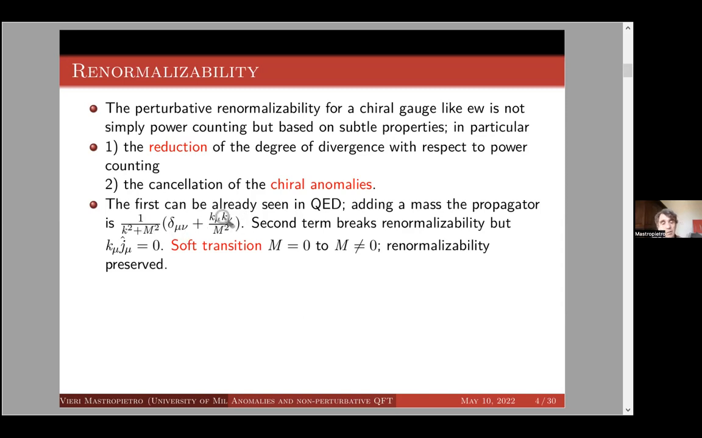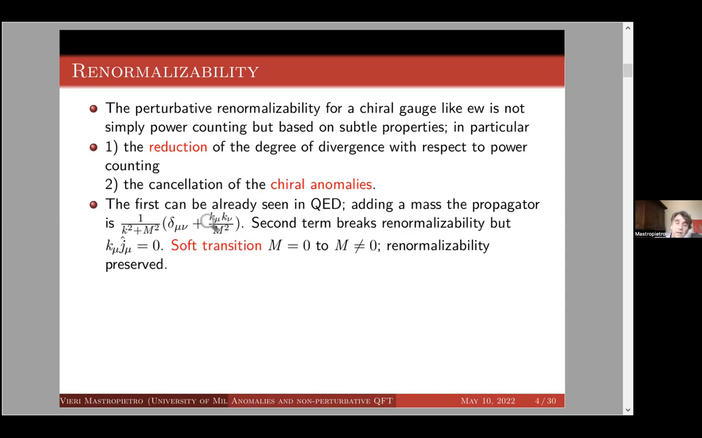However, what is usually said in textbooks is that you use the conservation of current, k_μ j^μ is equal to zero, and then this contribution disappears. So what is written in textbooks is that the transition between the massless and massive case in quantum electrodynamics is soft. So you still have renormalizability. Of course, everything I'm saying in this part of the talk is formal. I'm just providing a 10 or 20 minute introduction to this concept to say which are the problems of mathematical physics. So this equation here is not well defined. All the problem of the talk is just to give a good, well-defined definition of this concept.